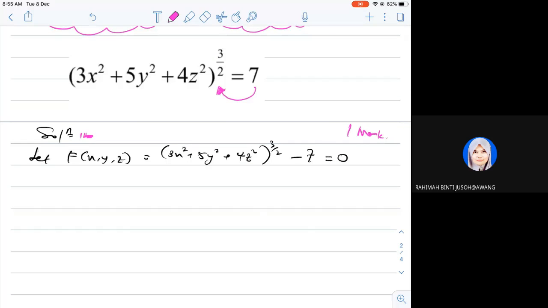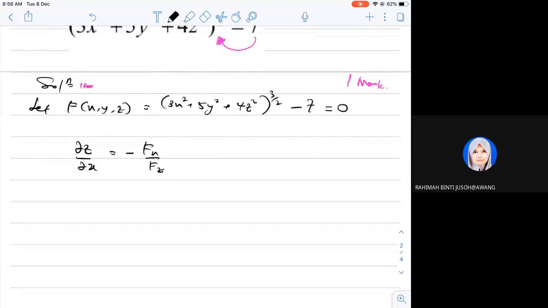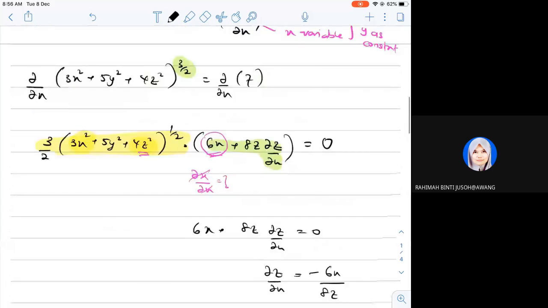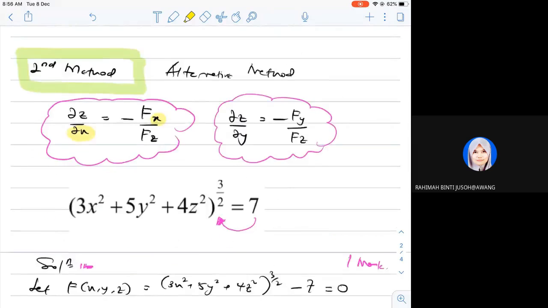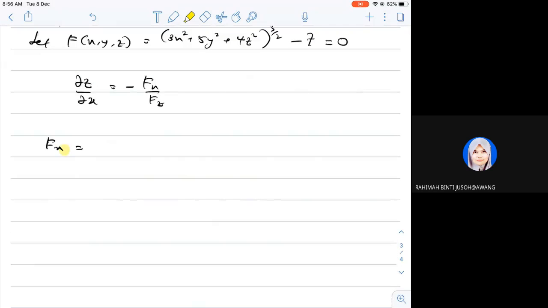Okay, next. Since this is our f, x, y, z, so in order to find del z, del x, we know already that the formula is negative fx over fz. Okay, so what you should do now is you have to find your fx. So in previous method, first method tadi tu, if you notice, kita ada dua variable, z variable, x pun variable. Okay, however, in the second method, guys, dalam method yang kedua ni, it depends only on this.